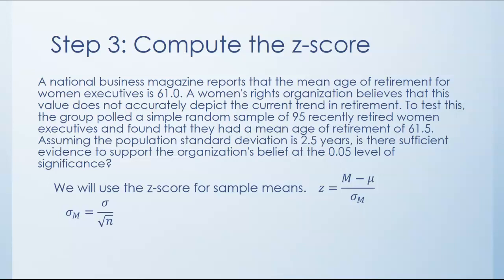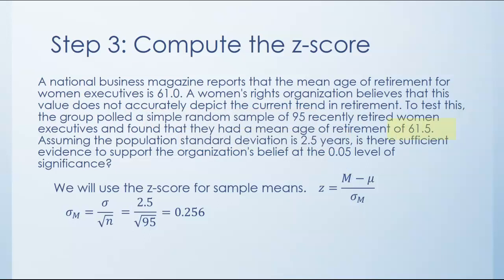So if we go back through and read our problem, notice it told us the standard deviation was 2.5 years. And we were using a simple random sample of 95. So when we compute that, we're going to do 2.5 divided by the square root of 95. And that's going to give us 0.256.